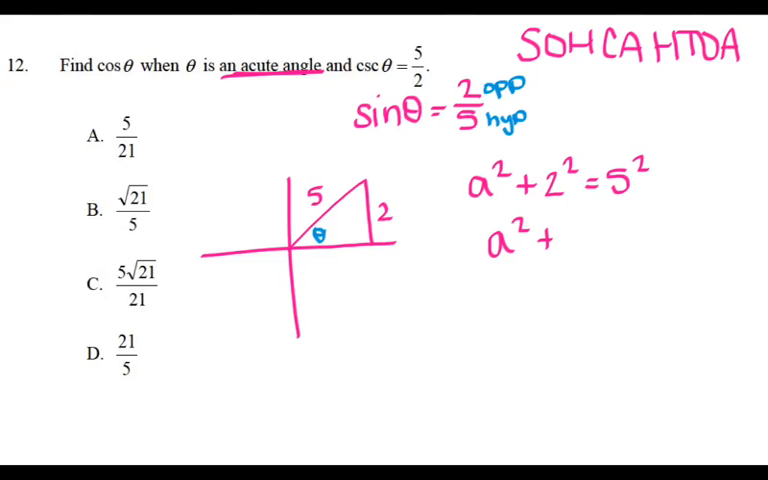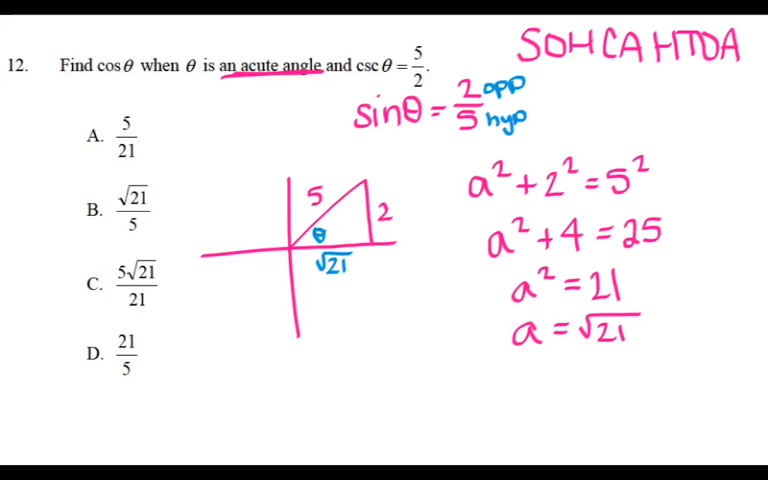So a squared plus 4 equals 25. A squared equals 21. Take the square root, and you get a as the square root of 21. So I can go ahead and label this side as the square root of 21.